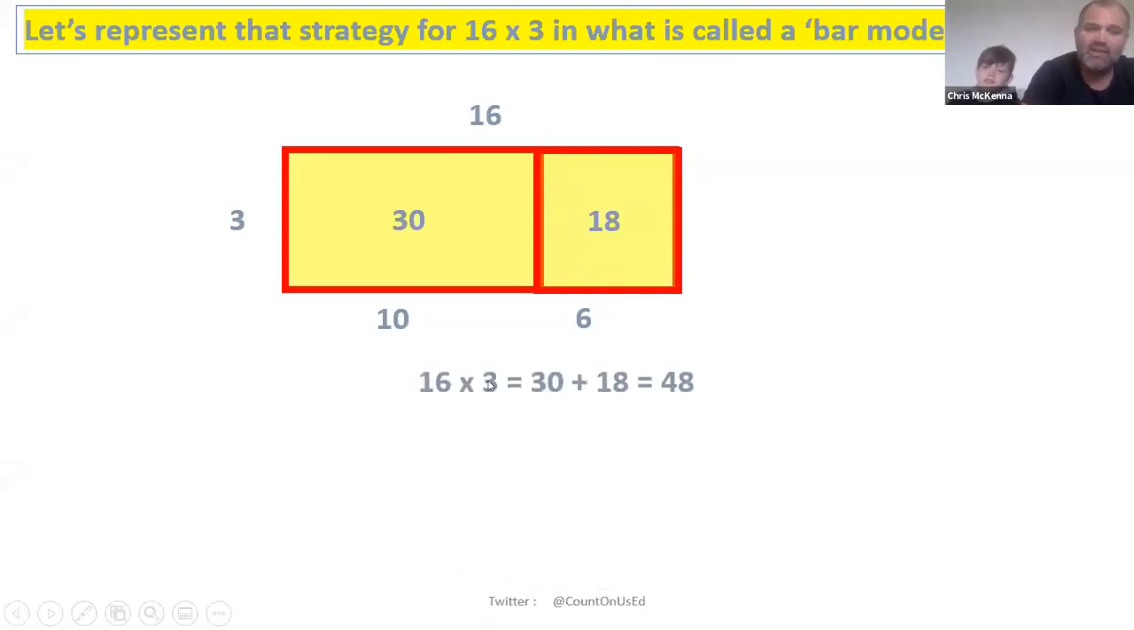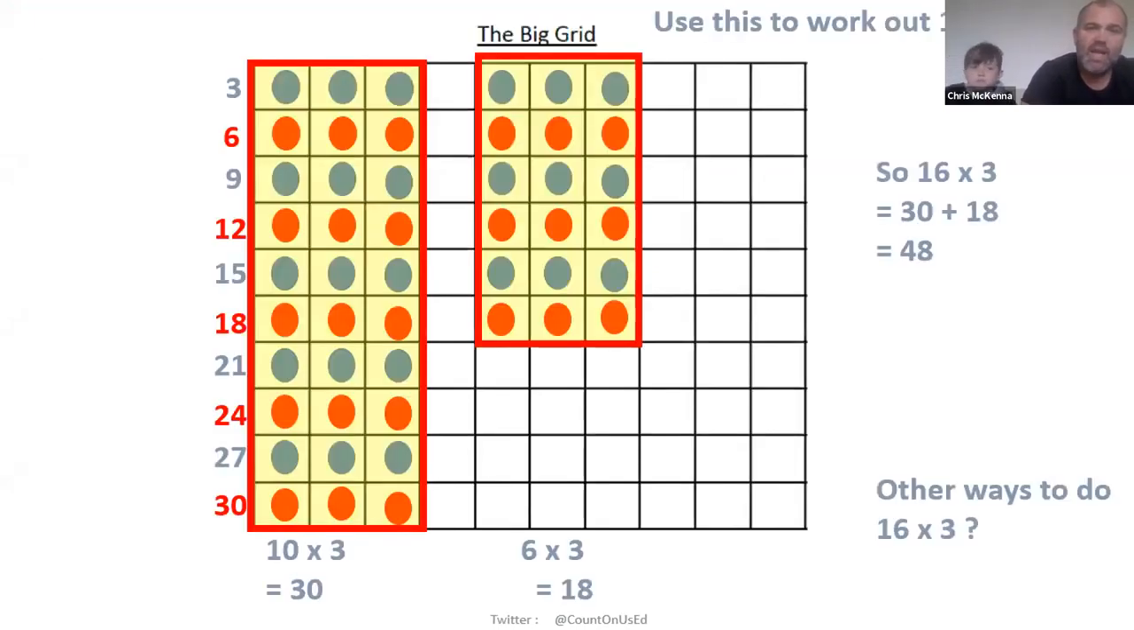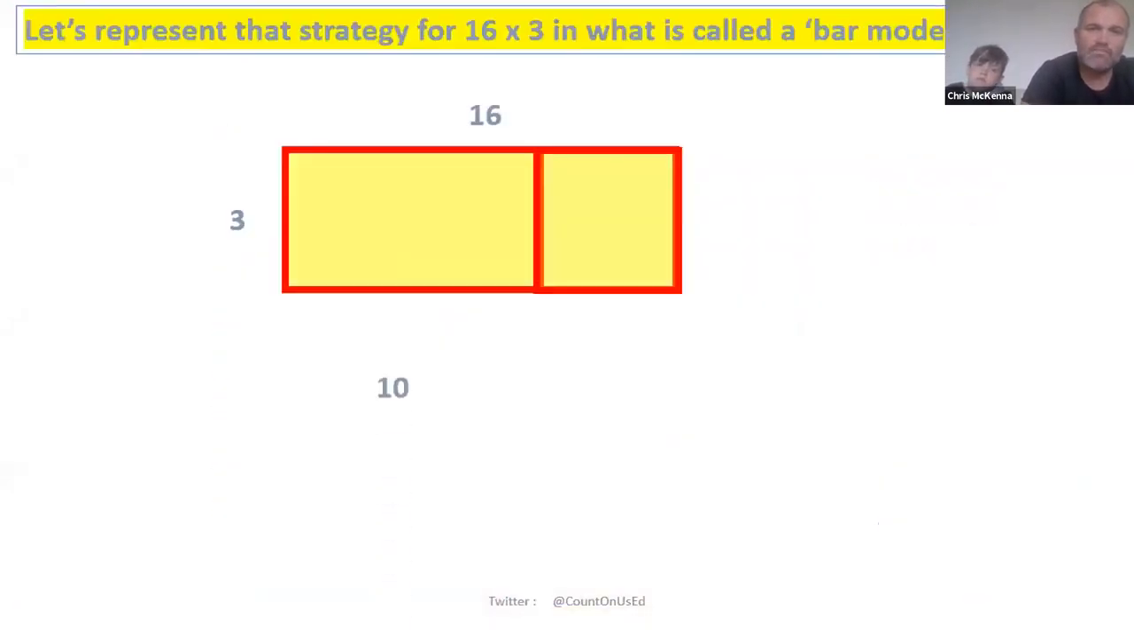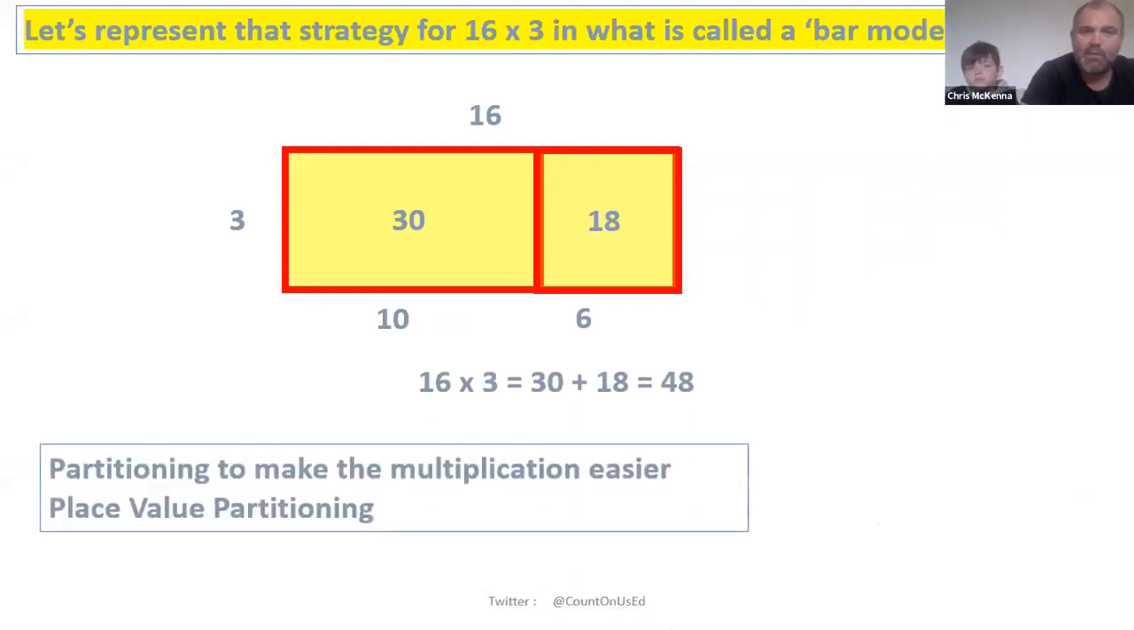So again, that ties in really nicely with that picture there of 16 times 3. We don't have to draw out the dots for this bar model method. So eventually this will become a very efficient method to do the calculations. Again, we're partitioning the 16 into 10 and 6 to make the multiplication easier. Again, 30 is a key number when dealing with 3.